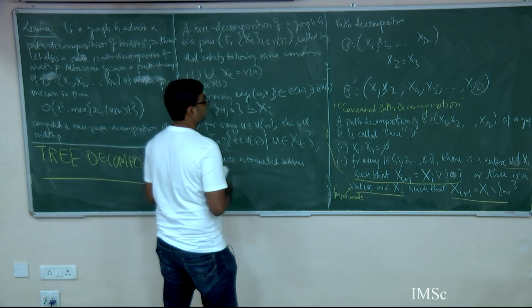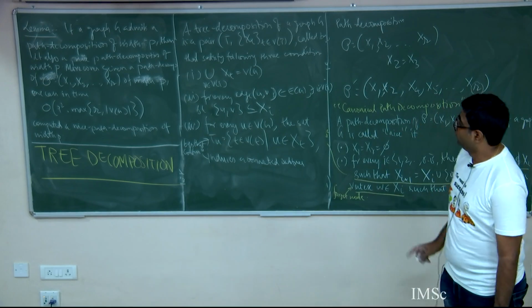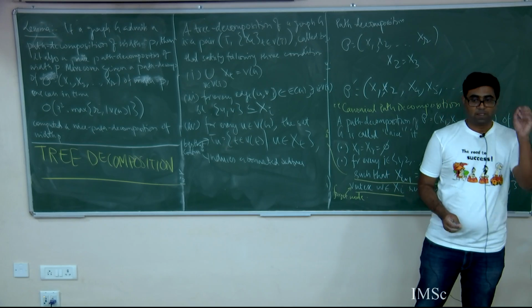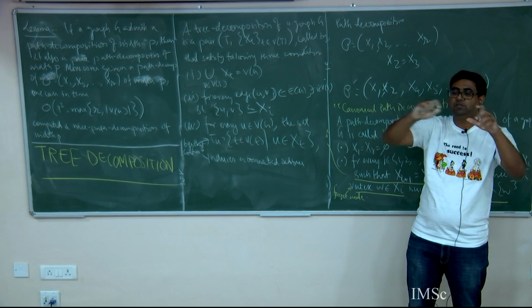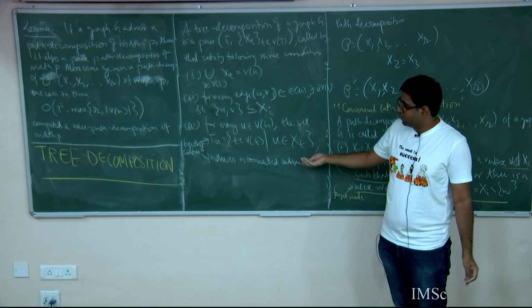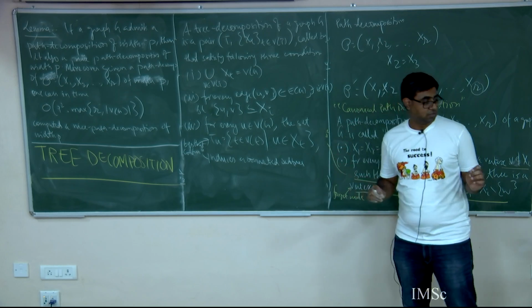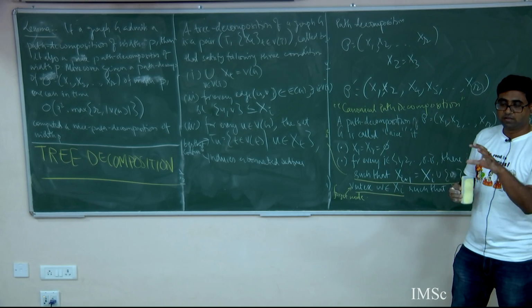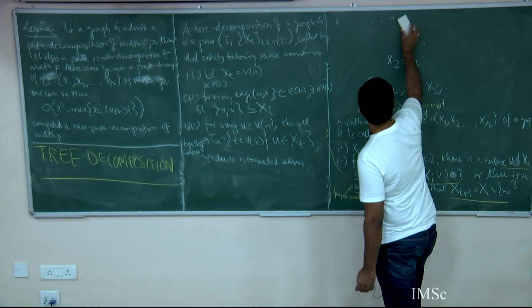What does it tell us? If you look at the path decomposition, if a vertex appears here, then the vertex appears in everyone in between. So that's a subpath, which is connected. Now I'm generalizing the same concept to a tree and saying, look at all the places where a vertex appears in all the bags. That is a subtree.